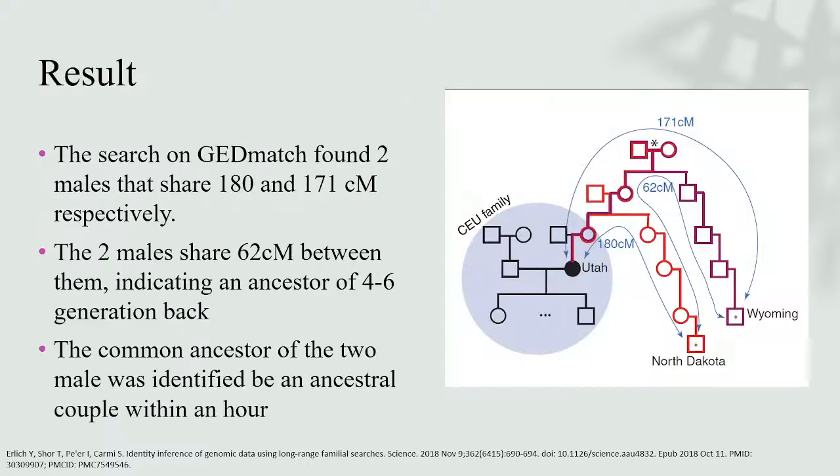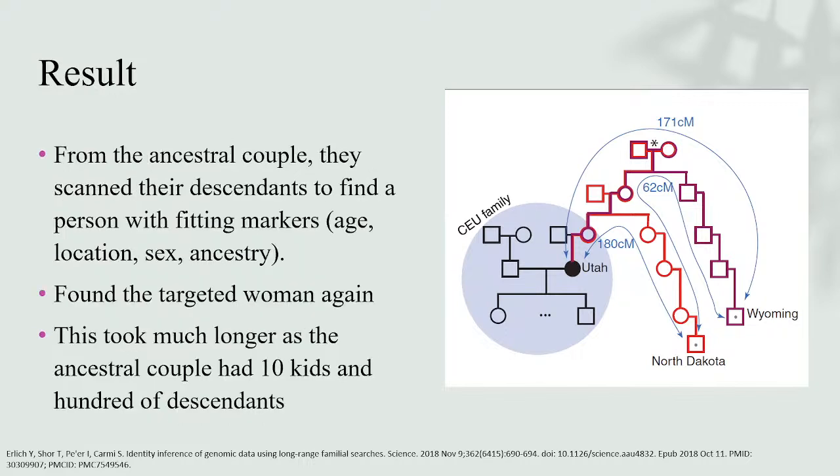So here's the result. The search on GEDmatch found two males that share 180 and 171 centimorgans with her, respectively. These two males share between them 62 centimorgans, which indicates an ancestor 4 to 6 generations back. Now, the common ancestor of the two males was identified to be an ancestral couple within 1 hour. So, astonishing speed. It's only 1 hour and they already found a common ancestor.